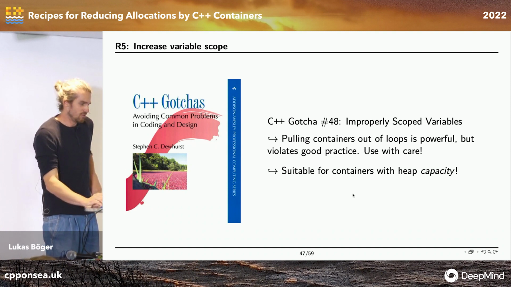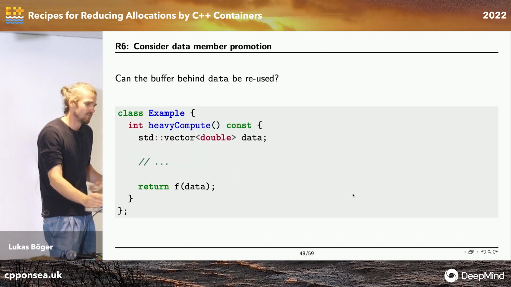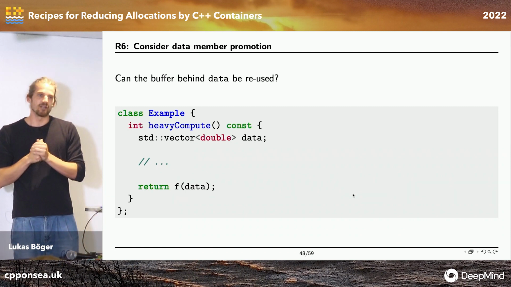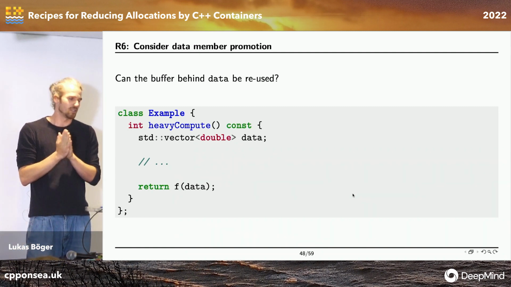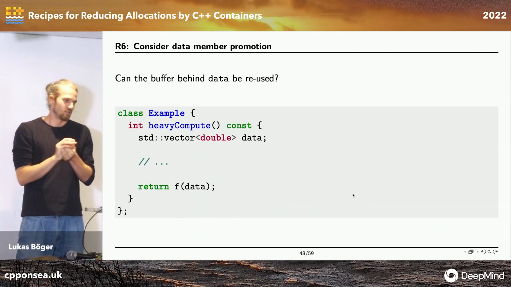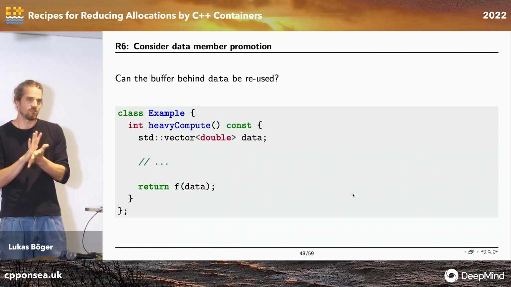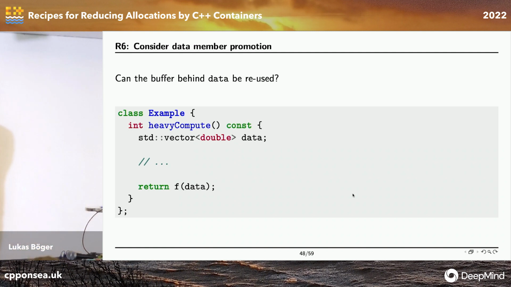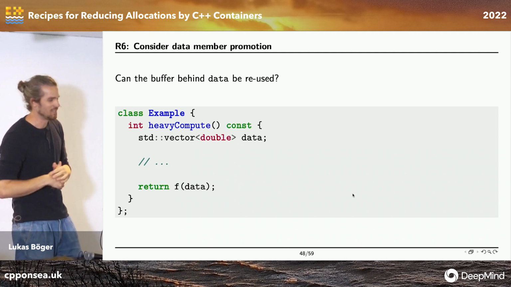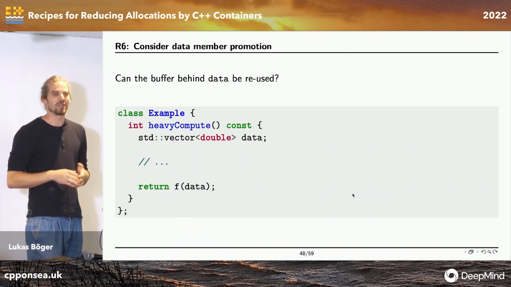Okay. Very similar one for this situation. Can the buffer behind this vector be reused? Now, it's not a free function anymore, but a member function. Yeah, the comment is the member function is const qualified, so we run into trouble. Yeah, drop the const.